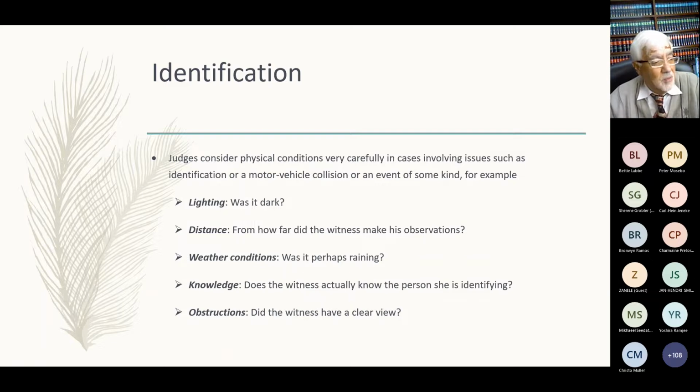Lighting. Was there sufficient light? Distance. How far was the witness when they made their observations? Is it near enough to be reliable or not? What were the weather conditions? Weather conditions can affect all sorts of things, from road surface to visibility. Weather conditions are very important.